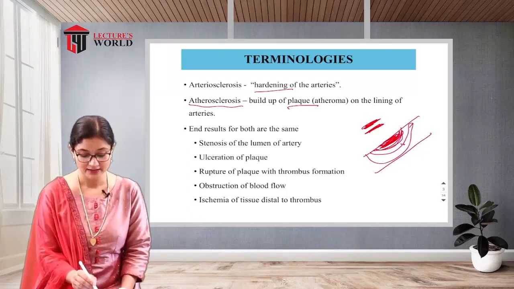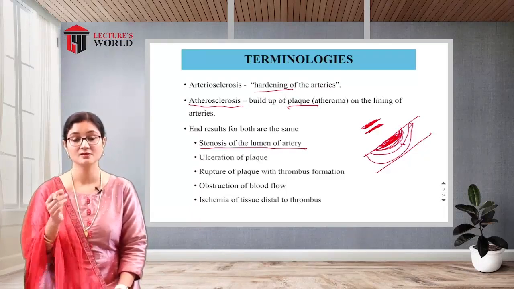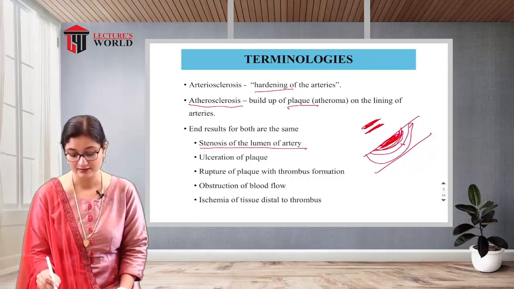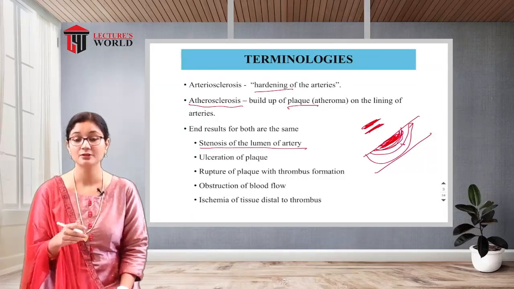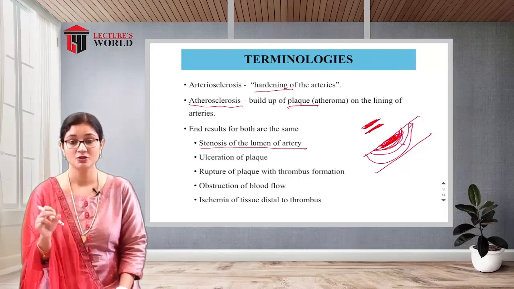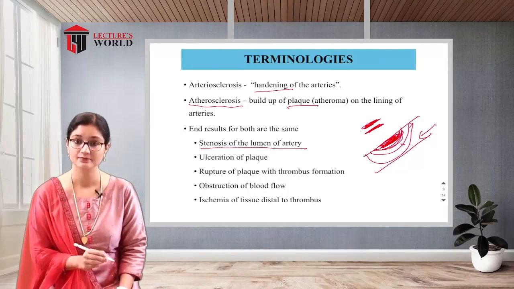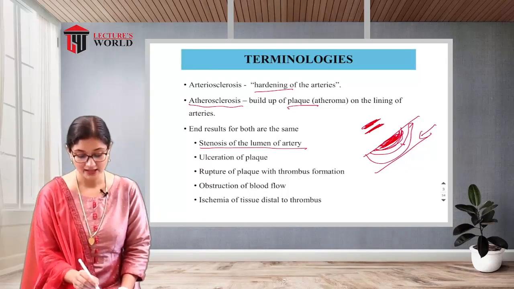First is stenosis. Stenosis means what? Closure. Now stenosis is like, for example, as I said, this is increasing. What will happen? It will block the lumen of the artery. It will block this, right? The blood is not able to pass. Yes or no?